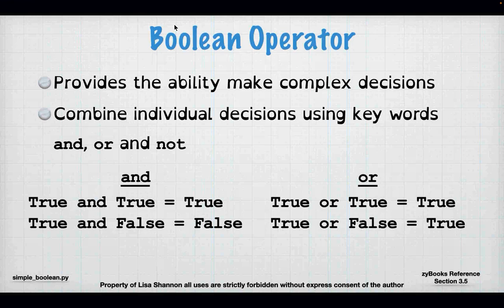If you're using the or operator, it's the opposite. True or true is always going to be true. True or false is always going to be true. So with an or operator, if there's even just one true in a sea of falses, the whole thing is true. So they're opposite of each other.